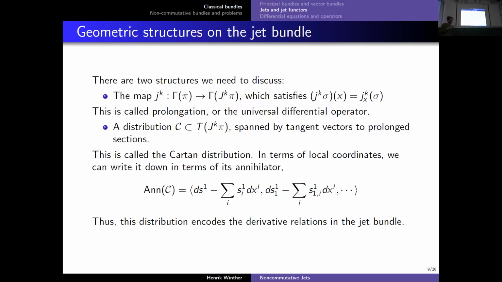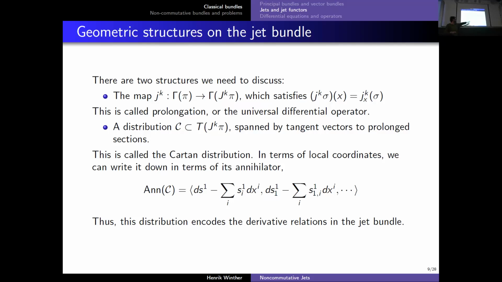Secondly, and more non-trivially, we have what's called a vector distribution on the total space, the Cartan distribution. And basically, this means that if you take a path on the total space of the underlying bundle, then you can lift this with the universal differentiation operator. And you can consider paths that are tangent to the prolongations of sections. And this generates a distribution for you. And if you want to see it in terms of the local coordinates we defined earlier, we can do that.